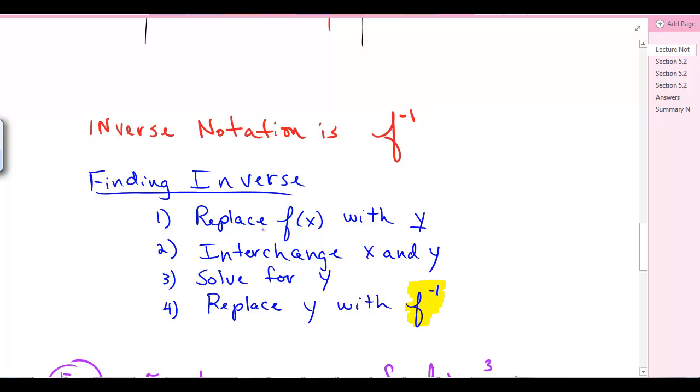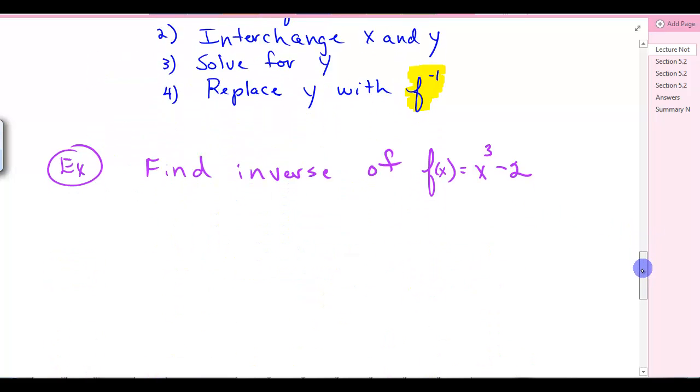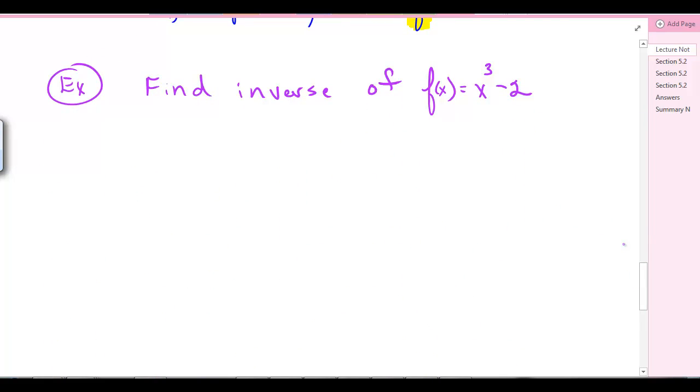And here's the steps for actually algebraically finding the inverse. We're going to replace the f of x with y if it's given in f of x terms. We're going to interchange x and y, because that's what happens in an inverse. The x's become the y's and the y's become the x's. We're going to then solve for y and then replace y with that notation f inverse. So let's do one here and see if we can follow those steps.